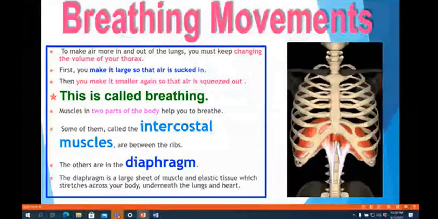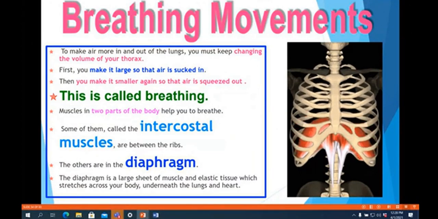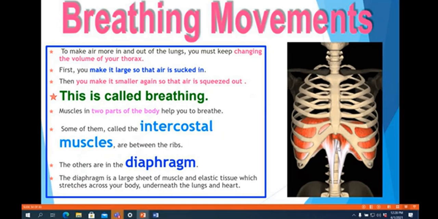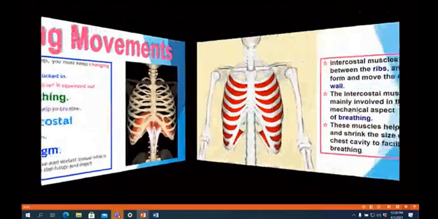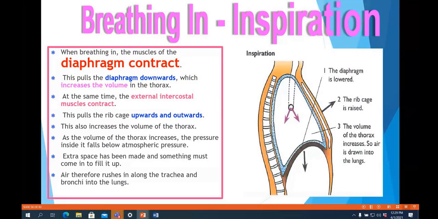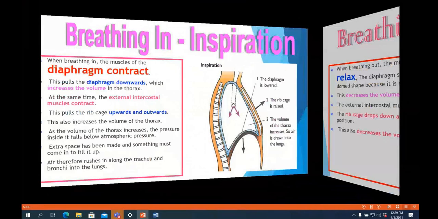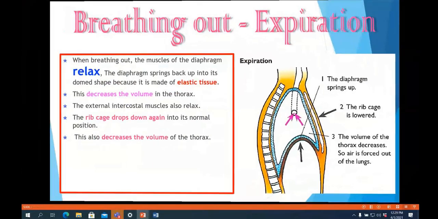The second type of muscle is the diaphragm. We all know the diaphragm is responsible for the breathing function, right? The diaphragm is a large sheet of muscle and elastic tissue present beneath your rib cage, which stretches across your body underneath the lungs and the heart. So this diaphragm and the intercostal muscles between the ribs are responsible for the breathing movements in your body. This is how your diaphragm works. Let me explain inspiration, which is inhaling of air, and expiration, which is exhaling of air. During inspiration and expiration, the movements of the diaphragm are quite opposite to each other.